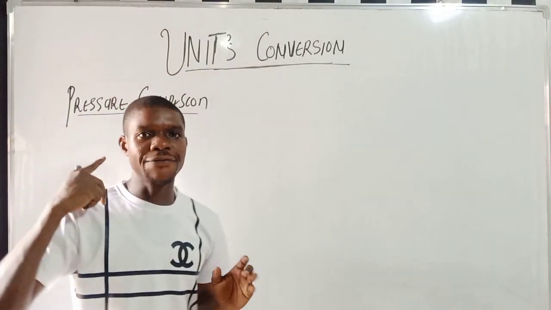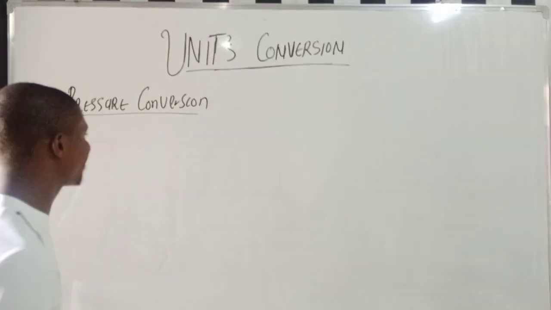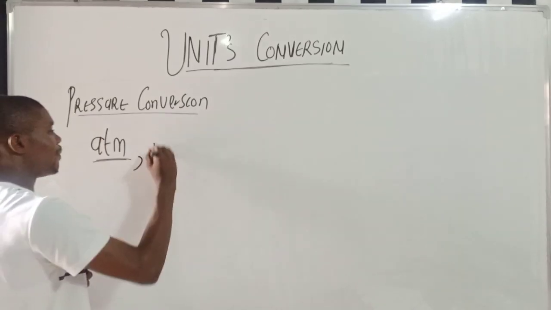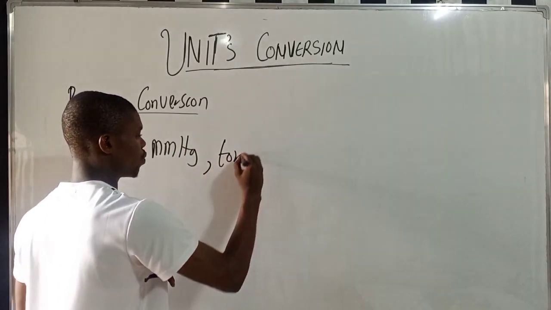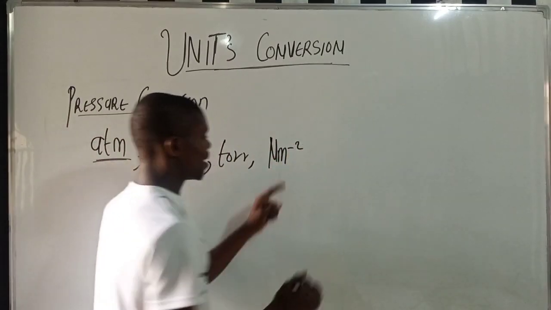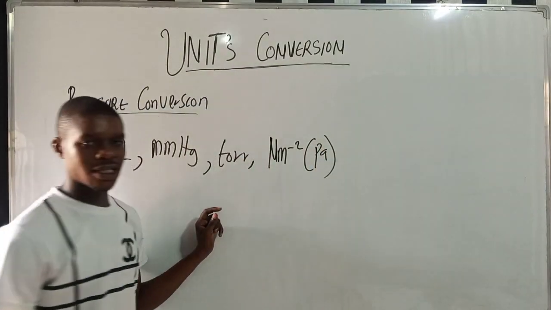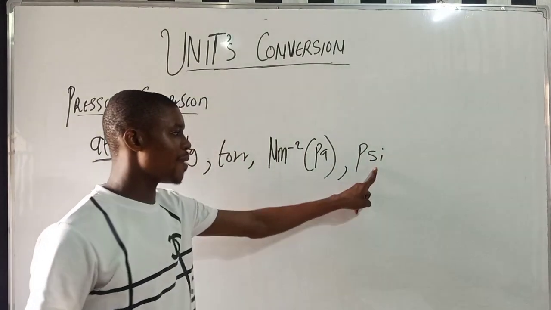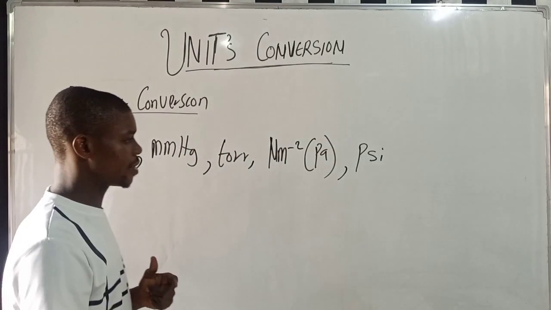Now the first thing we want to look at is the various units of pressure. The first one is ATM, which we call atmosphere. Another one is millimeter of mercury. The other one is torr. And the other one is newton per meter square, which you just know as Pascal. Then I have PSI, which is pounds per inch. So these are the various units of pressure.